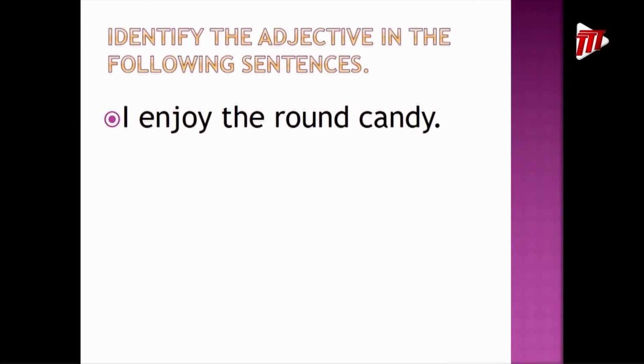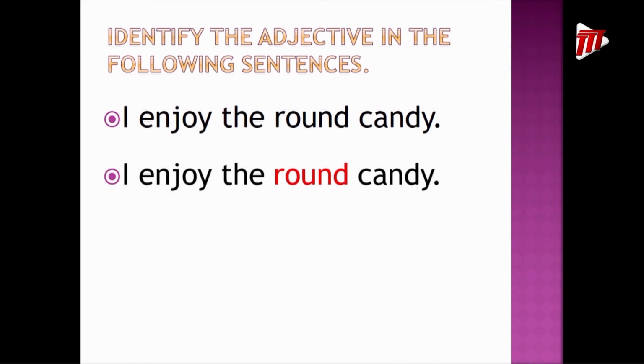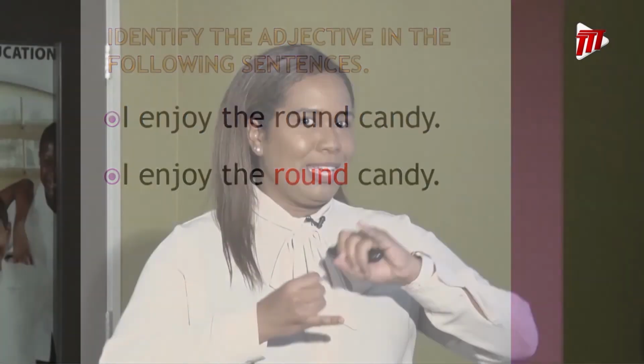I enjoy the round candy. The noun in this sentence is candy. It's the name of a thing. What describes the candy? If you said round, then you're correct. Let's give yourself well done. Pinky, well done. Good job.